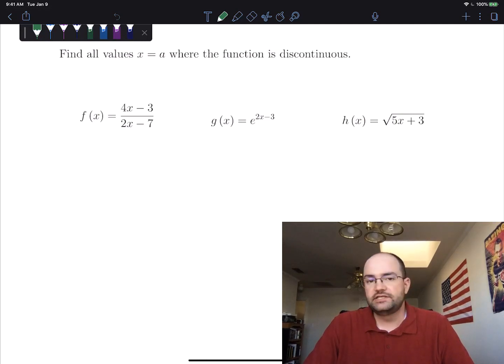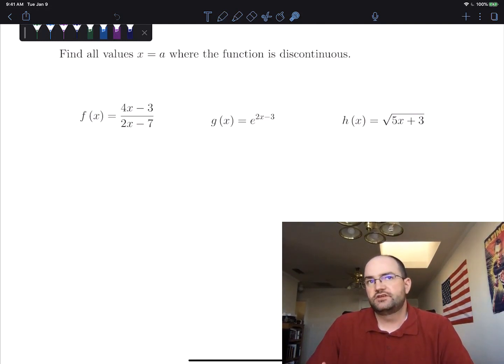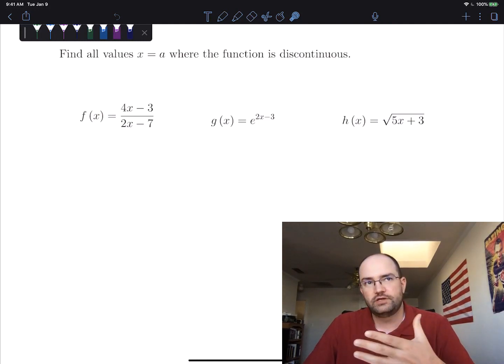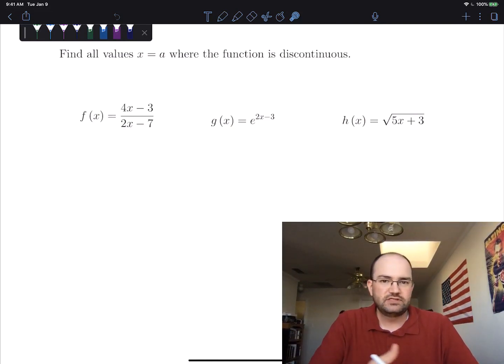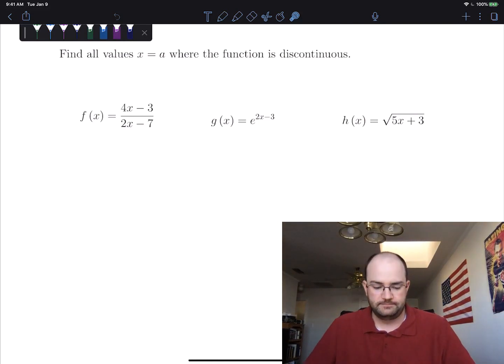Hello. In this video, we want to find all values at x equals a where the function is discontinuous. For a function to be continuous, it has to be defined. In other words, we need to figure out the domain for all of these. Generally speaking, as long as these functions are defined as a single expression, whatever the domain is, that's where the function is continuous. If it's continuous everywhere on its domain, it would be discontinuous where it is not in its domain.